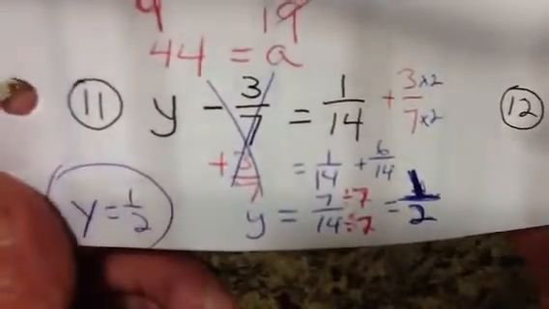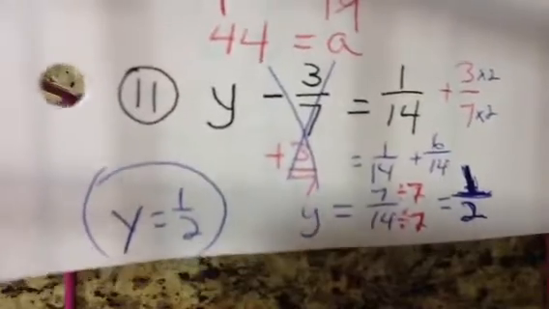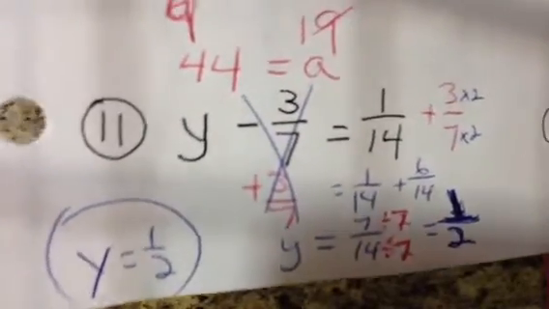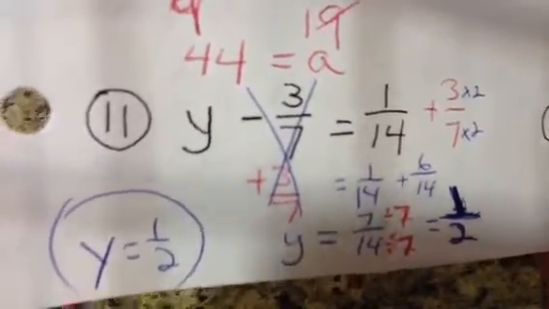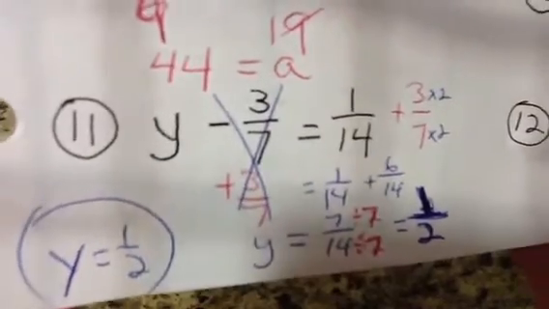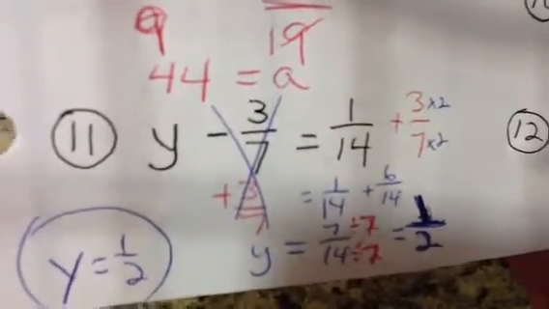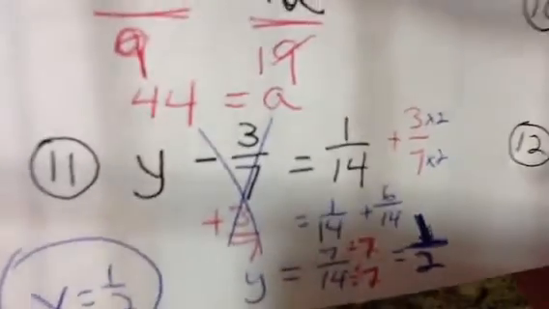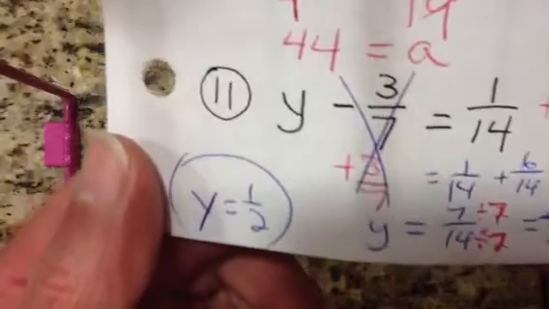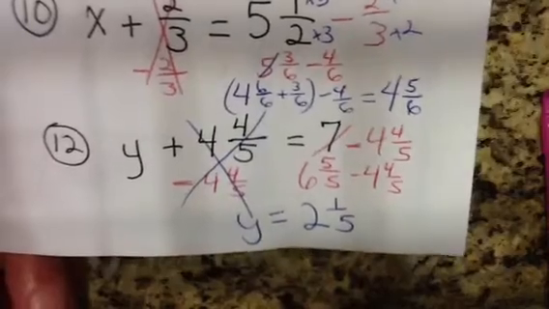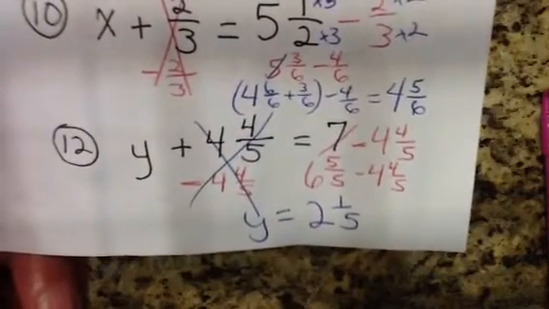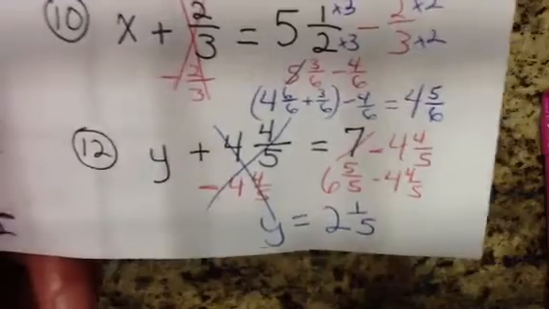Okay, so here's 11. You get down to 7 over 14 and you need to reduce it. That's a little hard to read, so I divided both the numerator and denominator by 7, and I ended up getting 1/2. Kind of wrote it wrong at first in my rush, so y equals 1/2 on 11. Okay, so 12. There's 12. You can see y equals 2 1/5.